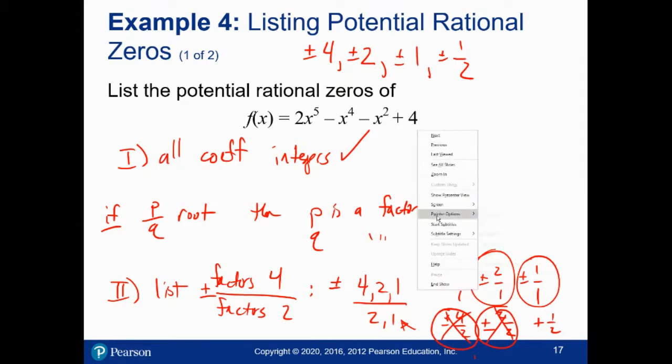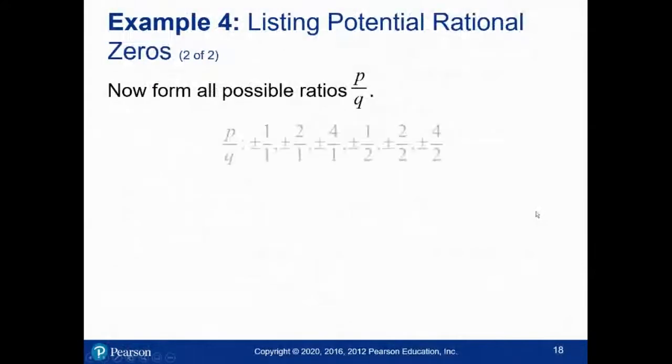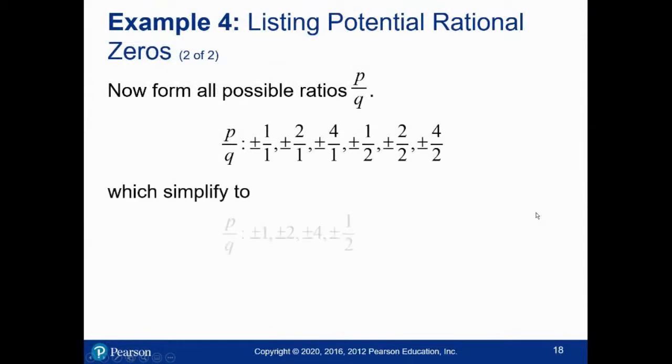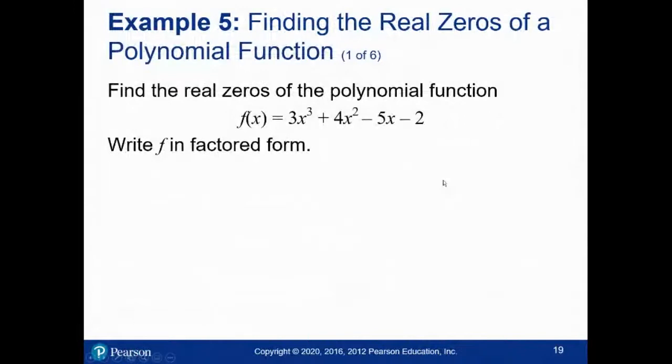Okay, so I'll clear off my pen marks. The book is surely about to say exactly the same thing. Yep, factors of 4 over factors of 2. Formal possible ratios, there they are. And there they are, plus or minus 1, 2, and 4, but also plus or minus a half. Okay. If there is a rational 0, it's in this list of possibilities.